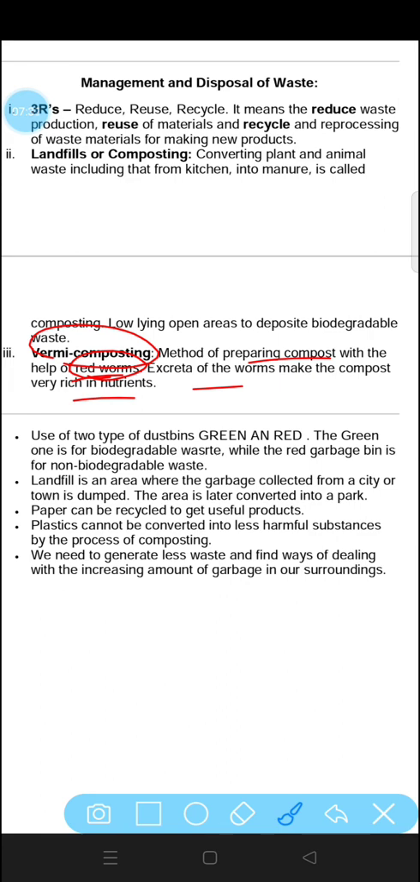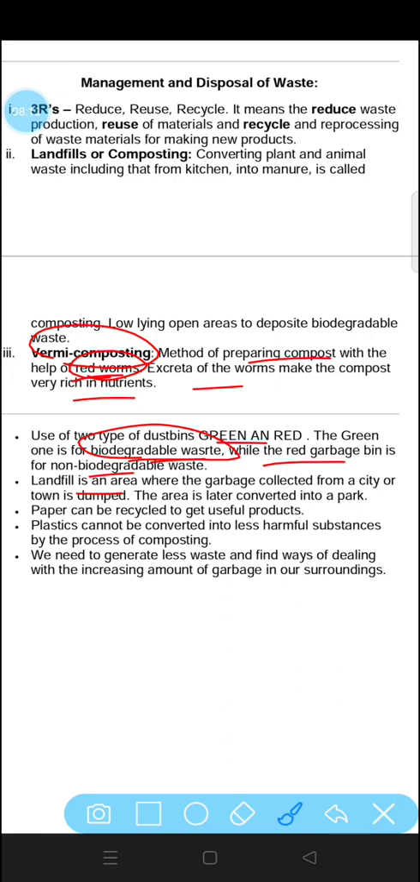Now next is to use 2 types of dustbin, green and red. We can collect the waste separately. One we can use to keep the wet garbage, and one we can use to keep the dry garbage or the garbage which is for recycling. The green one is for biodegradable waste. Biodegradable waste, the waste from our kitchens, can be kept in the green one, while the red garbage bin is for non-biodegradable waste. The waste which is non-biodegradable should be kept separately in red.